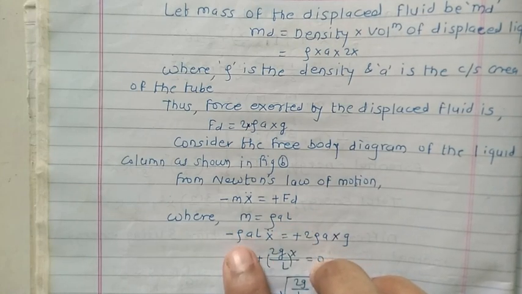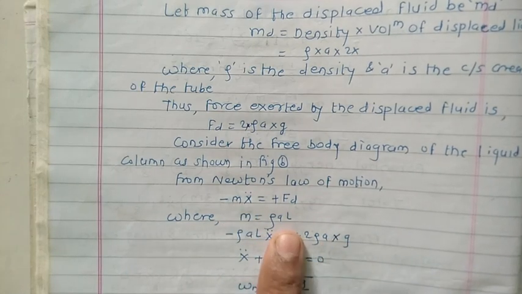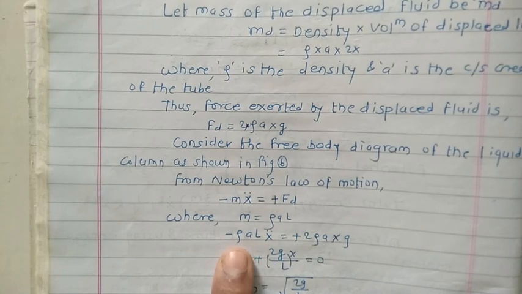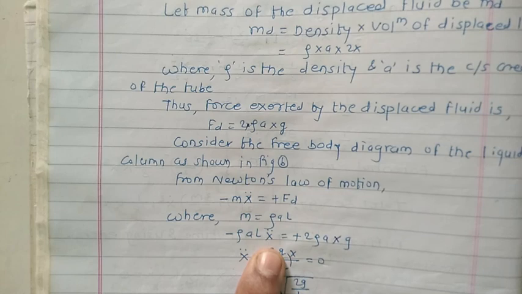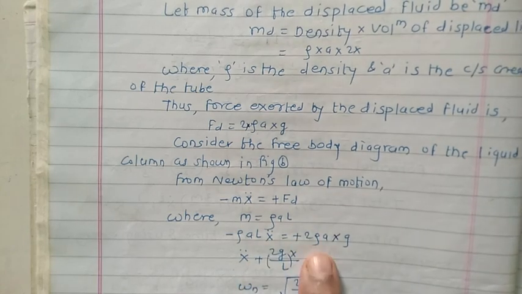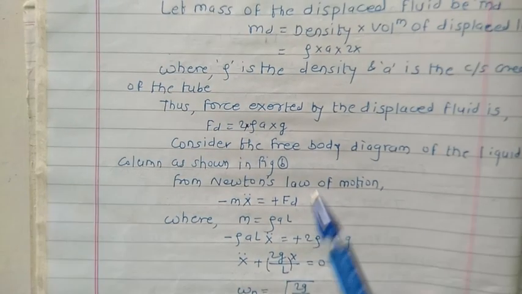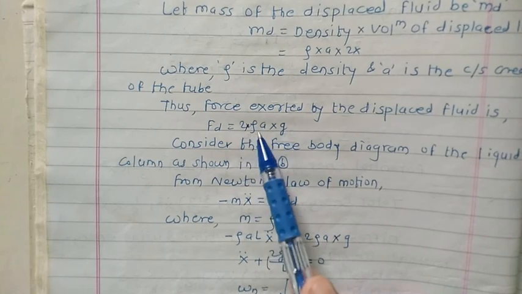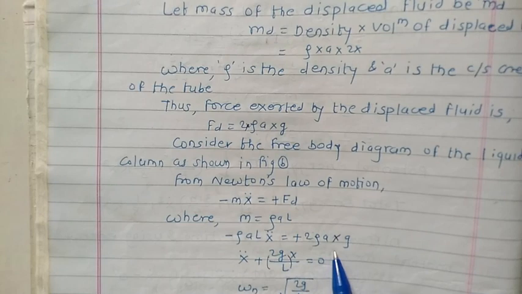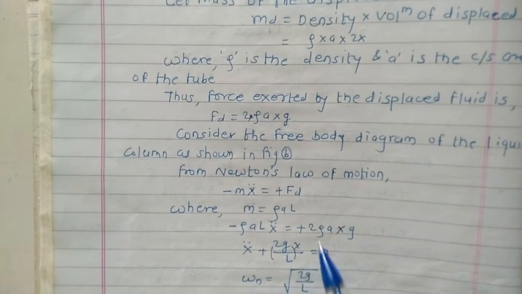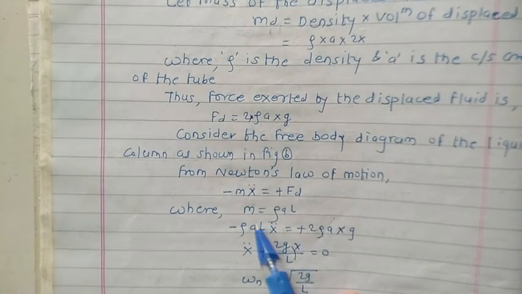Okay, so what do we get here? You should replace this mass m by this term rho into A into L. So minus rho into A into L multiplied by x double dot will remain as it is. So what about the next one? Fd. Fd from the previous step we already have. Fd is nothing but 2x into rho A multiplied by g. This term should be written as it is. So in the next step, if you look at the right side and left side, rho A is common, so both these terms get cancelled.